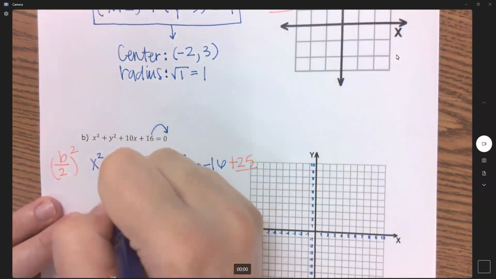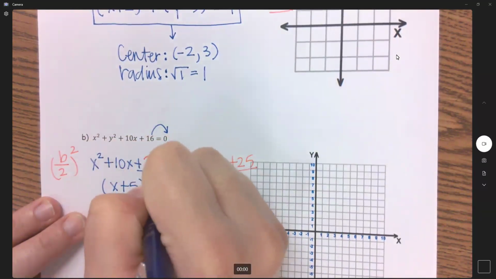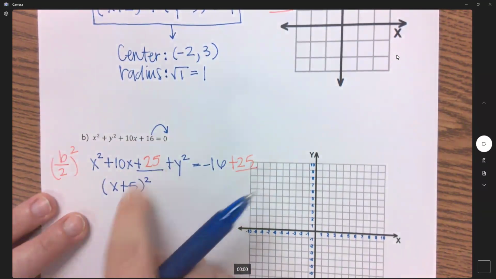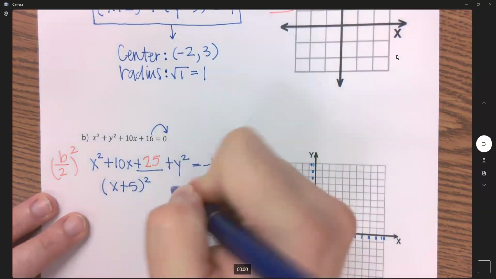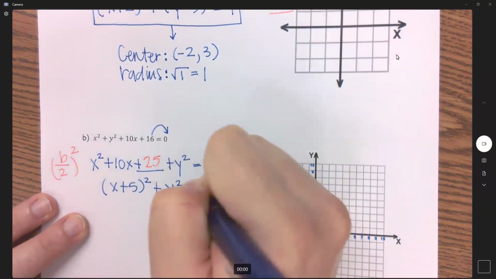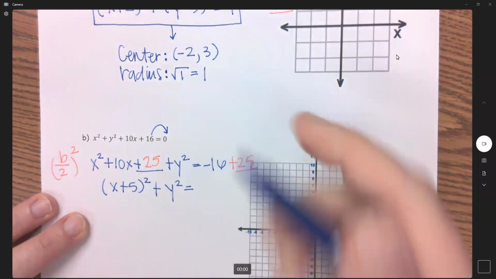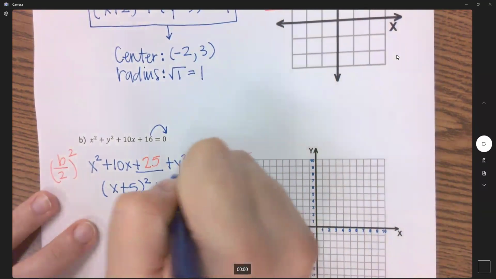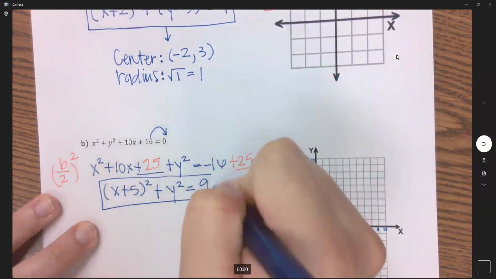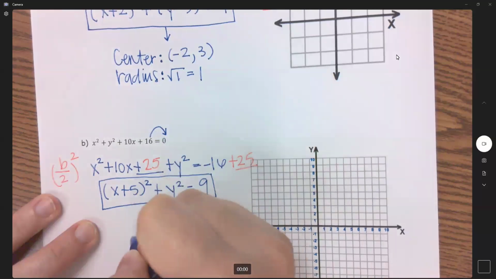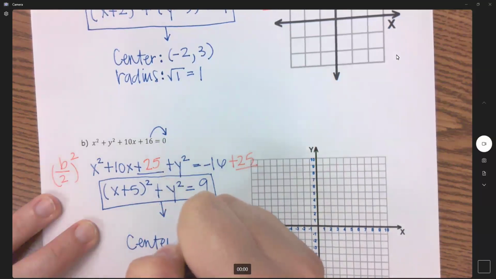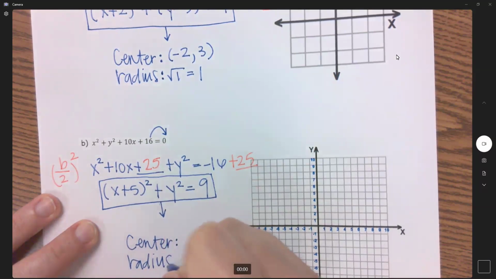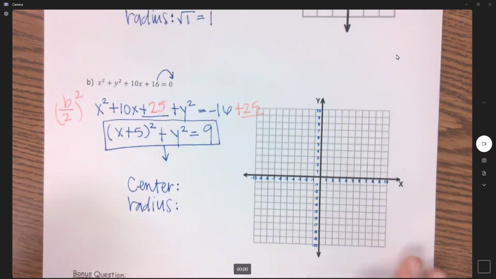When I factor, we get x plus 5, and that's that 10 over 2, but 5 times 5 is 25, 5 plus 5 is 10. Bring down your y squared, and when I combined here, I get 9. So now, using this form here, I can answer the questions of what is the center, and what is the radius.